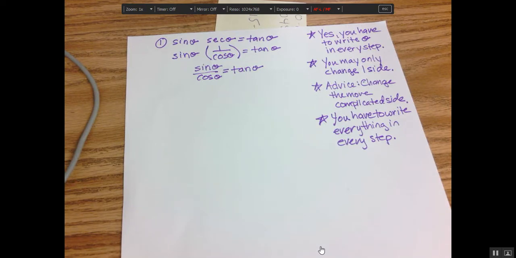Okay, your very last step, go ahead, Anna. You can't go just from the first one to the last one. You have to write every step. Think about geometry proofs, how you had to show every little step.